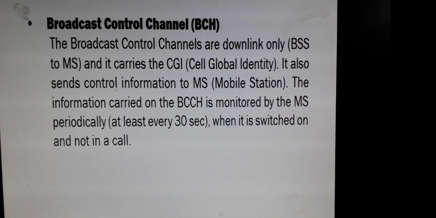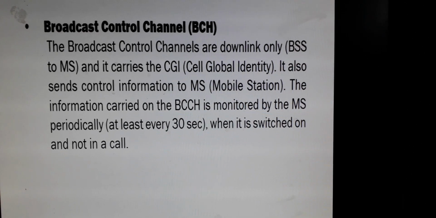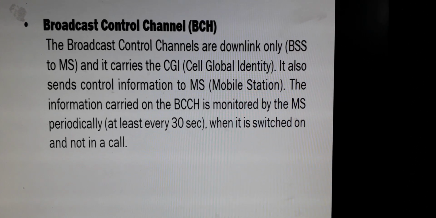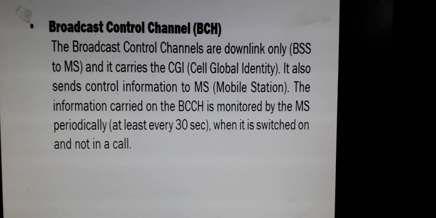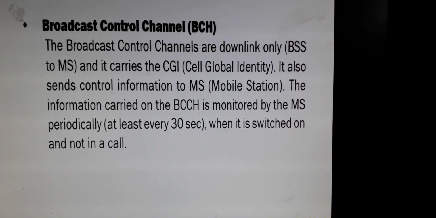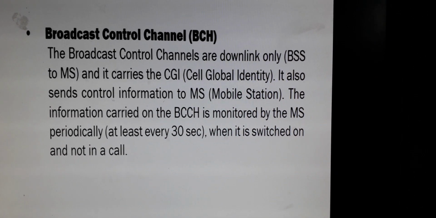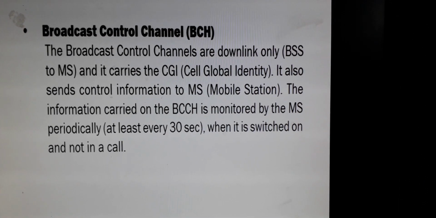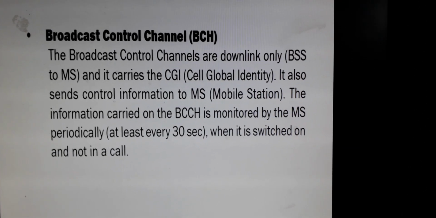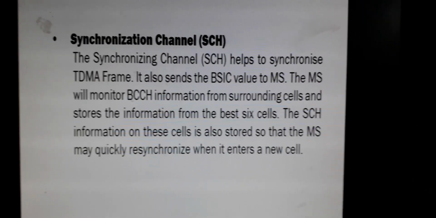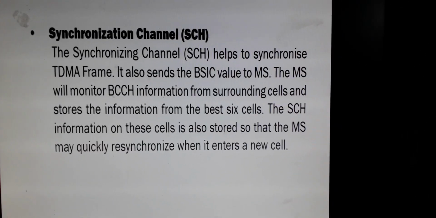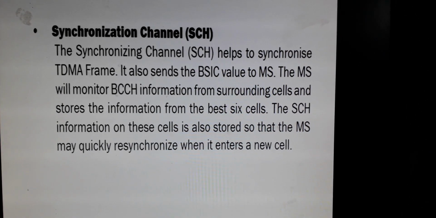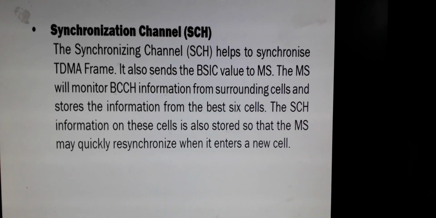Broadcast channels are divided into the broadcast control channel, synchronization channel, and frequency correction channel. Broadcast channels are used only in the downlink. The BCCH carries the cell global identity or location identity information. It sends control information to the mobile station, and it always provides periodic location updating for the mobile subscriber whenever the mobile is switched on, whether or not it is in a call. The synchronization channel helps in getting the next immediate TDMA frame. It also sends the BSC identification value to the MS so it can be connected properly.